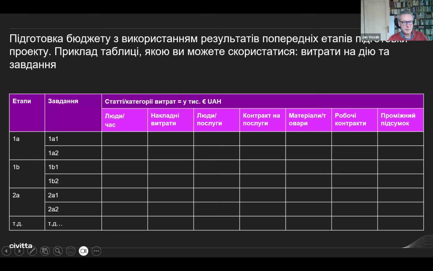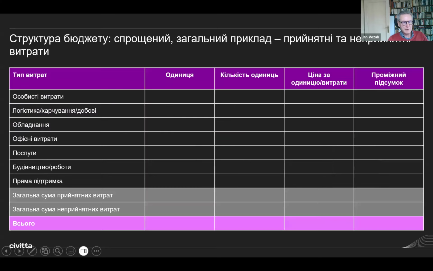So another table which may help you is just a different table of a budget. This is a very simplified generic budget, and this is something which is close to the budget template which we will share with you, and you will be obliged to fill in when describing, drafting your project.